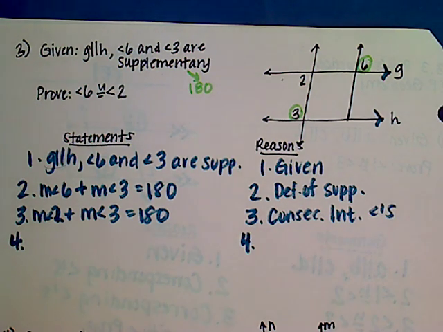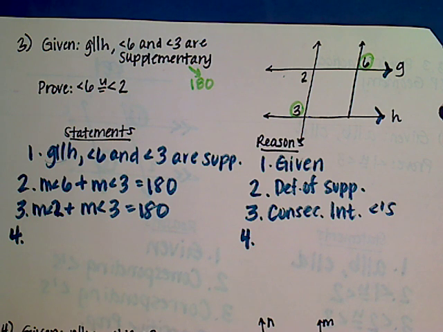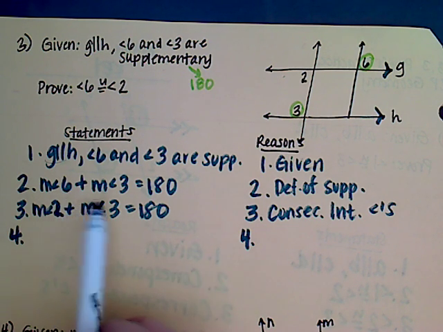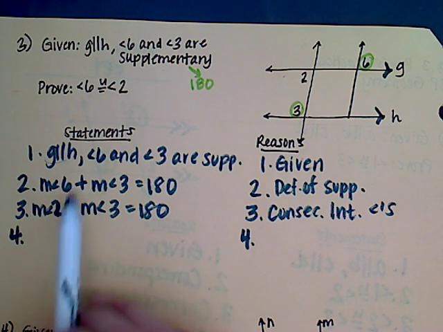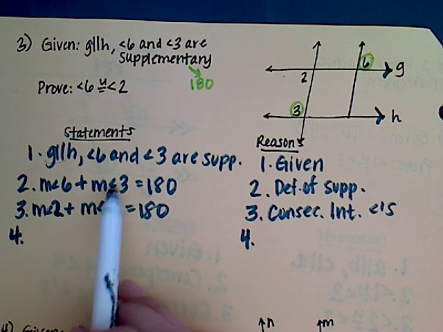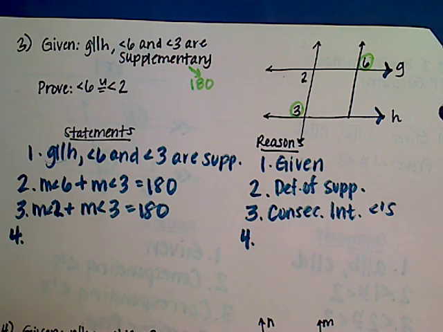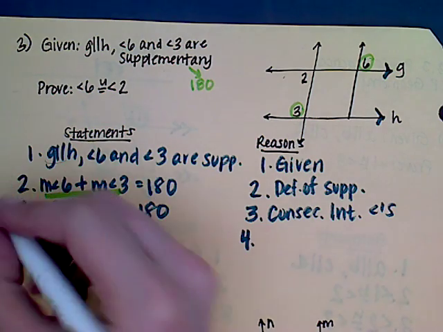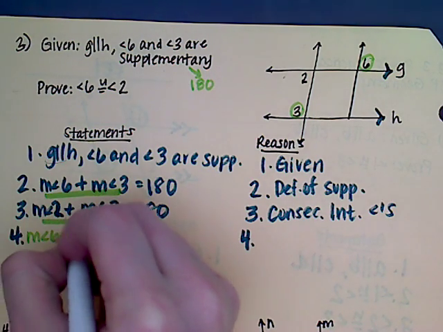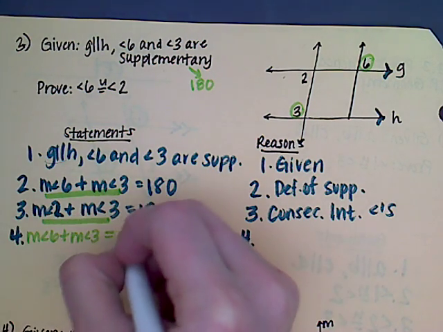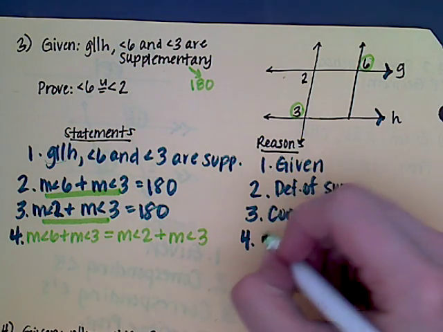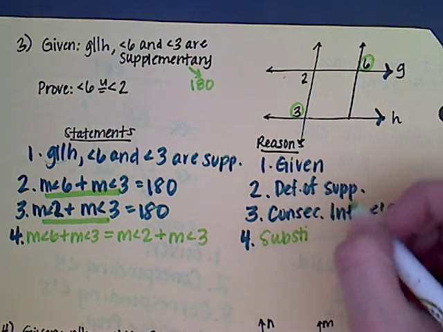So at this point you might get a little bit stuck. And what you have to think about is we need to show that because 6 and 3 are supplementary and 2 and 3 are supplementary, that 6 and 2 have to be the same because they're supplementary with the same angle. So what we're actually going to do is set these equal to each other. If this equals 180 and this equals 180, then we can set them equal to each other. And that is just substitution.